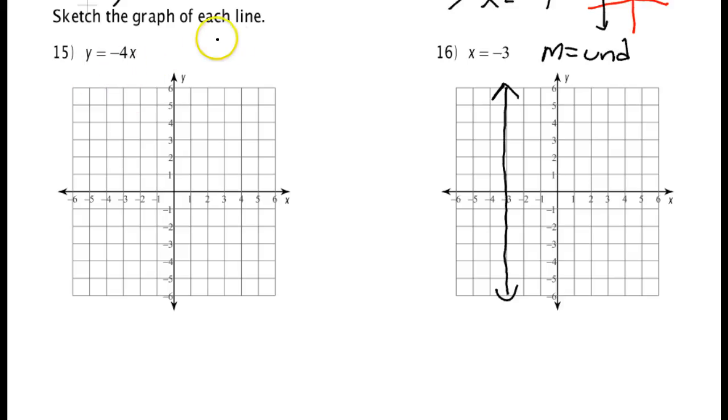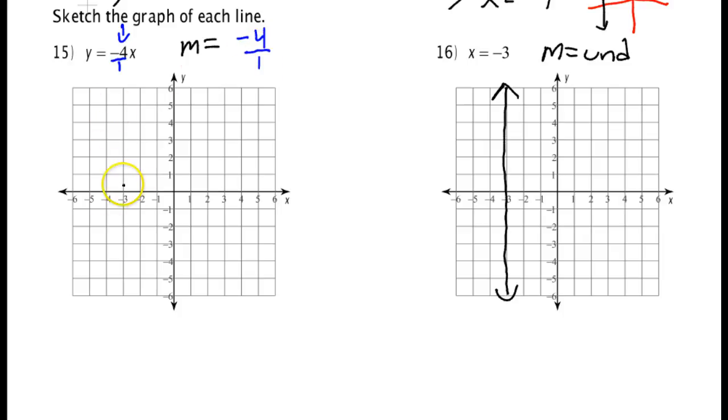What's the slope of this line? What's the rise and what's the run? Number 15. So what is this number here? That's the slope, right? It's -4. What's the run? What's the number underneath? 1. -4 is the same as -4 over 1.